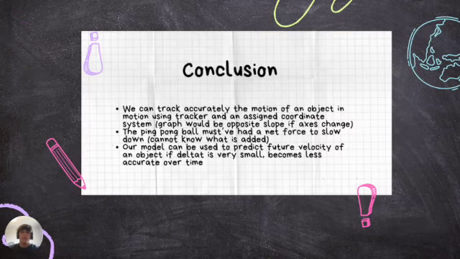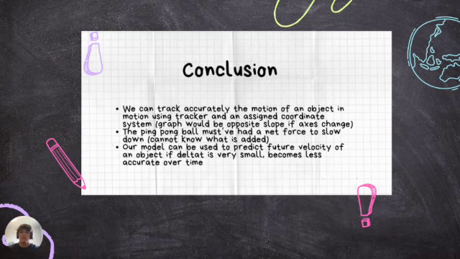In conclusion, from this experiment we learned that we can track the motion of an object in tracker relatively accurately. If the axes of the coordinate system for tracker were flipped, the graph would have an opposite slope. We can also determine that the ping pong ball must have had a net force during motion that decreased the magnitude of the velocity vector. We cannot know exactly what each component of the net force is from Newton's laws, but we can calculate the magnitude of the net force vector.